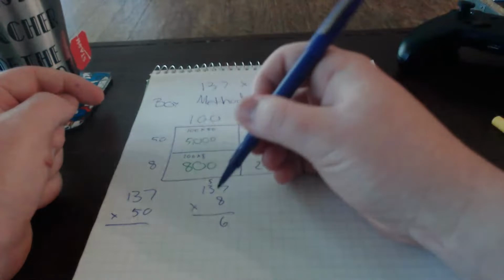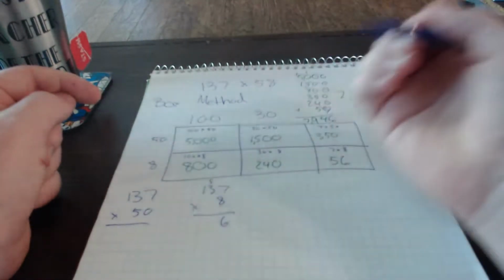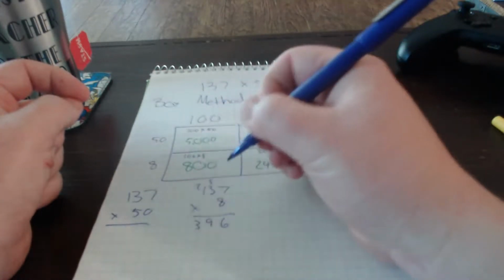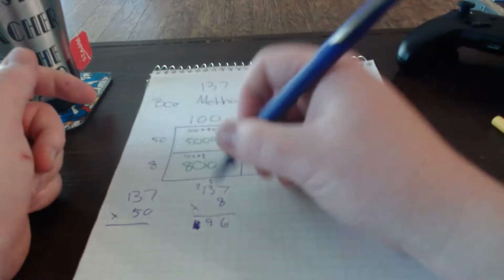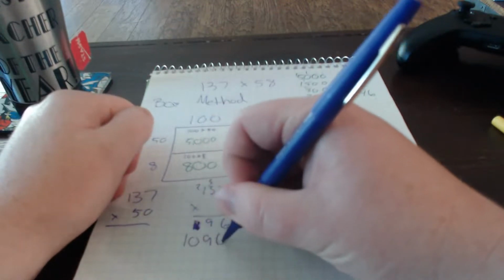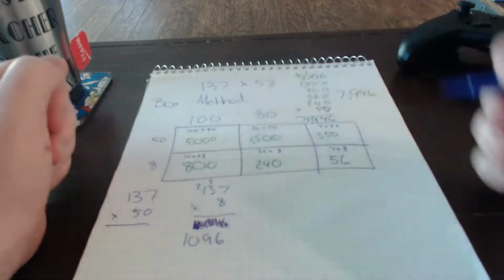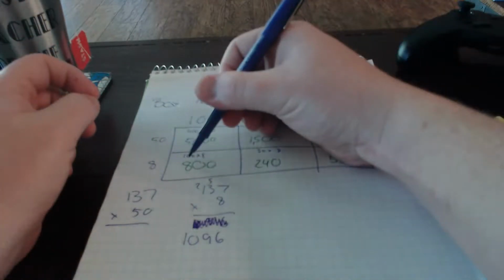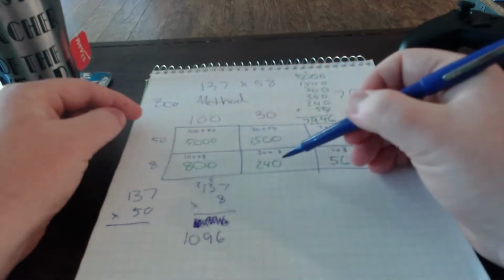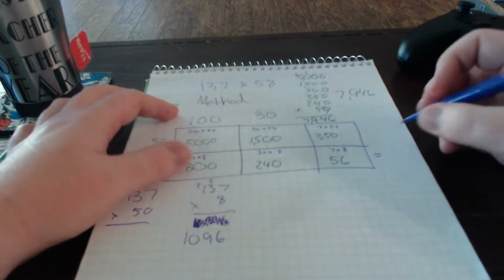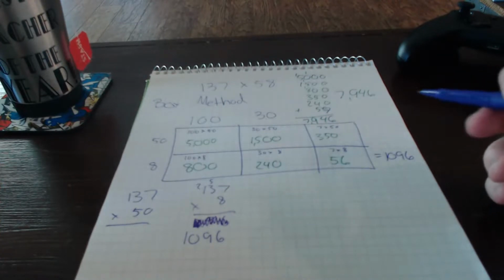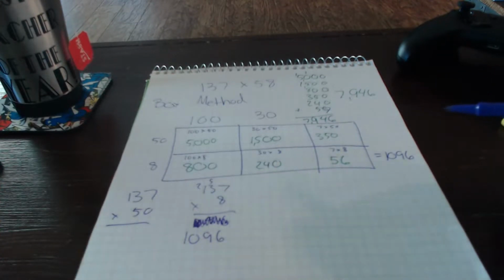Tiny bit of regrouping here. We have 8 times 3 is 24, plus 5 is 29. Regroup that 2, and we get 3. Oh, sorry, not 3. 8 times 1 is 8, plus 2 is 10. So we actually get 1,096. Sorry, messed up there. But let me show you something. If I were to add just these 3 numbers together, so it would be 137 times 8, you get 800 plus 240 plus 56. That actually equals 1,096. You can go ahead and do the math on a calculator and prove me wrong. But I don't think I am.